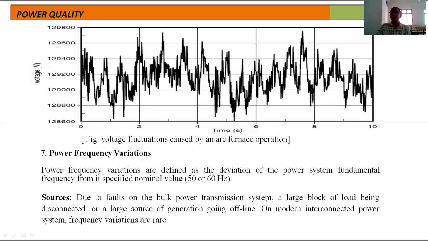Due to faults on the bulk power transmission system, suddenly large transmission power is lost. If a large block of load is disconnected, then automatically there is a drastic change in the power, which leads to power frequency variation. But nowadays, on a modern interconnected power system, frequency variations are rare. Generally, in the modern interconnected power system, even a large disturbance cannot change the frequency much.